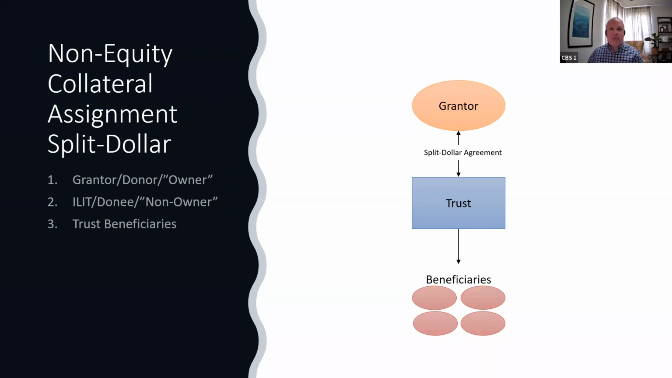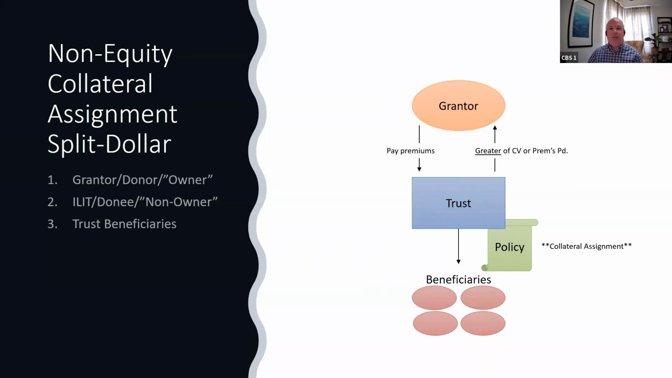So first, they set up a split dollar agreement between the grantor and the trust, under which the grantor will agree to pay the premiums in exchange for the greater of the cash value or the premiums paid. They also file a special collateral assignment with the carrier, keeping the proceeds outside the grantor's estate. So you don't have any risk of having the proceeds come into the estate.